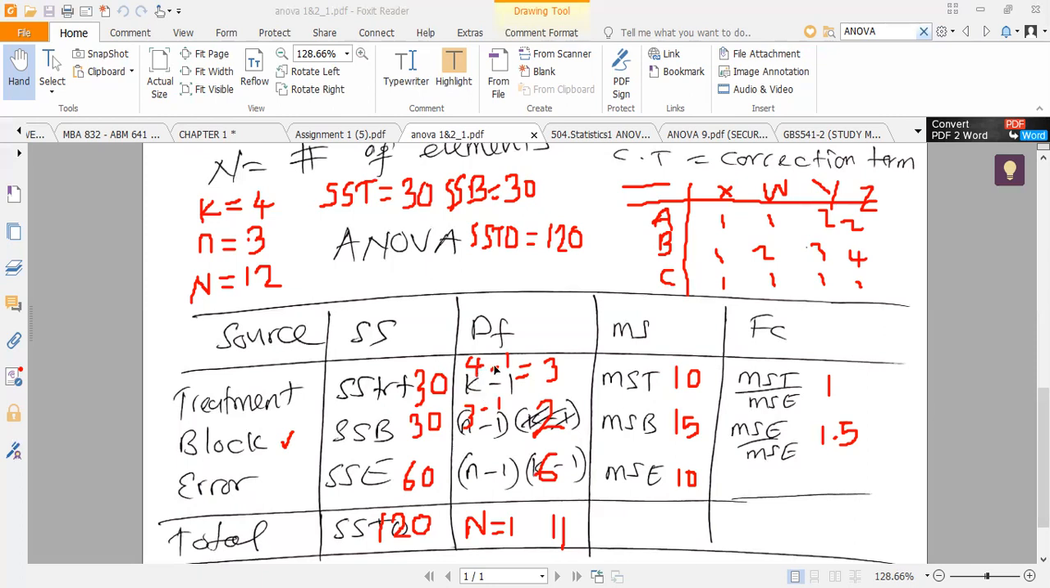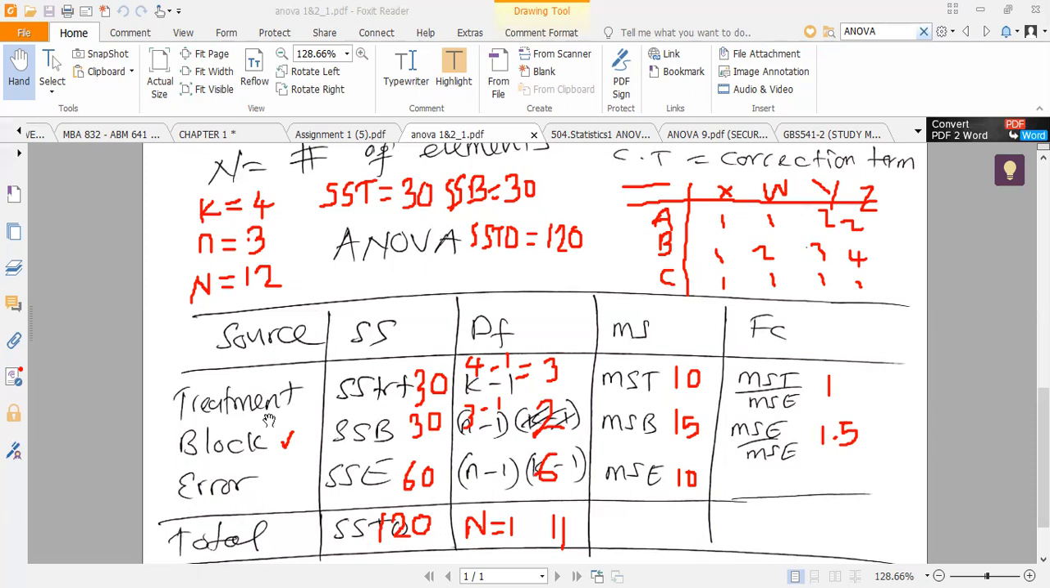For the treatment, it is k minus 1. So how many columns we have? We have 4. We're given here. So 4 minus 1 is 3. So when you divide this 3 into 30, we get 10. This is called our mean square treatment. Okay, let's go to the blocks. How many blocks do we have? 1, 2, 3. We're given here as 3. The degree of freedom for the block is n minus 1. So we have 3 minus 1, it is 2. So when you divide the 2 into 30, we get the 15 there.